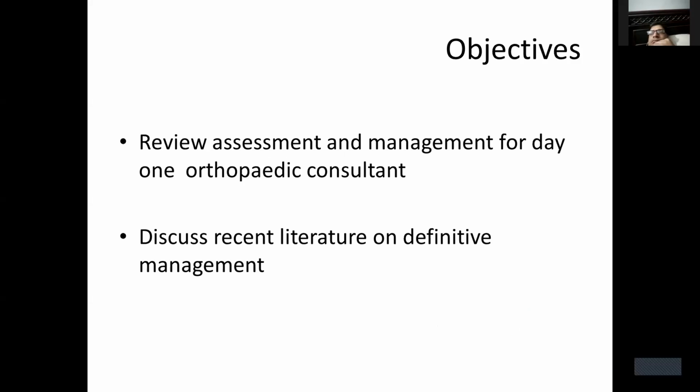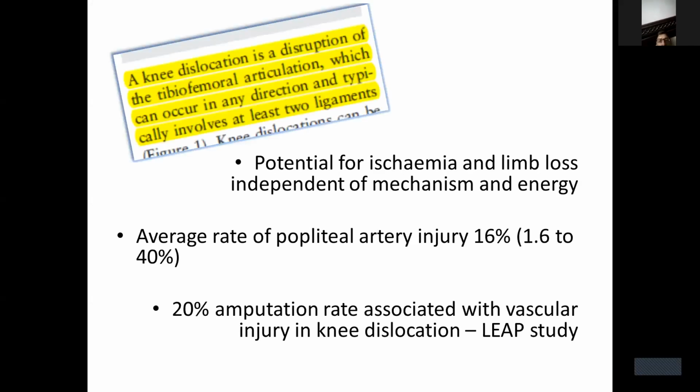So what we're going to do is review the assessment and management for a day one orthopedic consultant when they're faced with a multi-ligament injury, and also discuss some of the literature pertaining to the definitive management of such injuries. So knee dislocation is essentially a disruption of the tibiofemoral articulation, which occurs typically in any direction that involves at least 2 ligaments, but perhaps more.